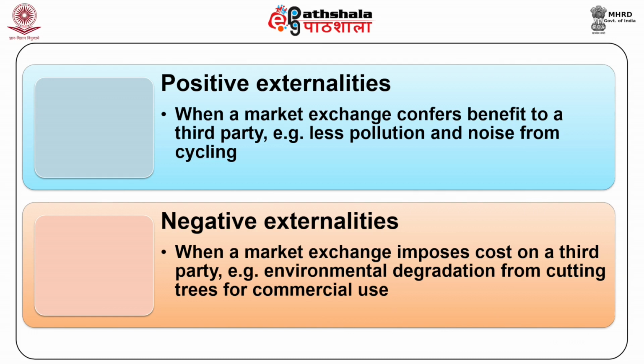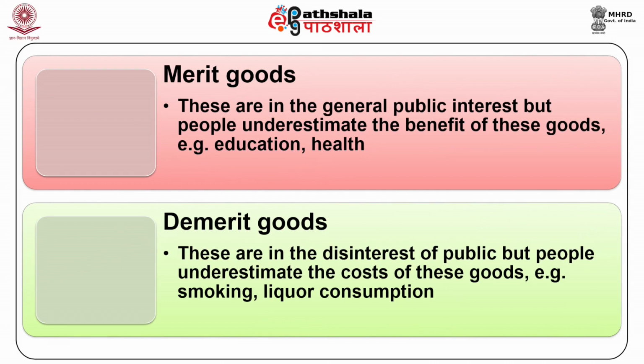The various types of market failure are positive externalities, when a market exchange confers benefit to a third party, for example, less pollution and noise from cycling. Negative externalities, when a market exchange imposes cost on a third party, for example, environmental degradation from cutting trees for commercial use. Merit goods, these are in the general public interest, but people underestimate the benefit of these goods, for example, education and health. Demerit goods, these are against the public interest, but people underestimate the cost of these goods, for example, smoking, liquor consumption, etc.